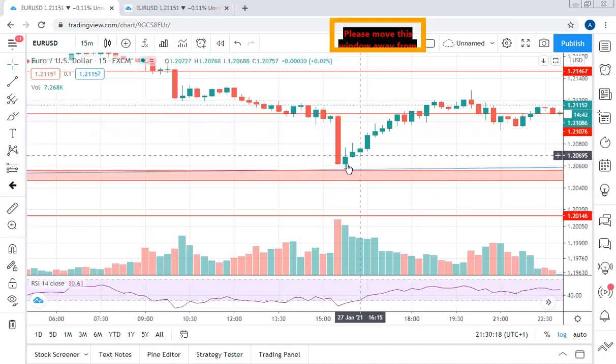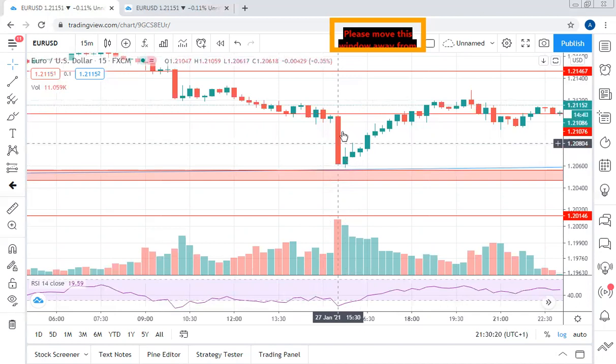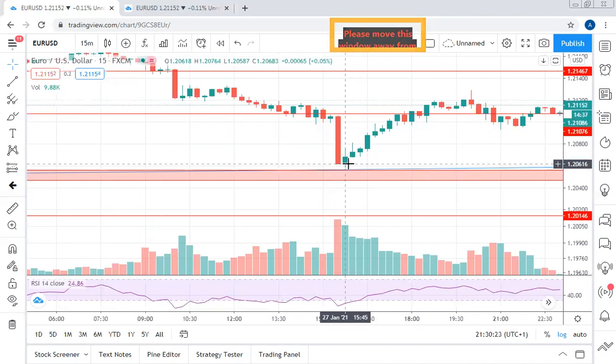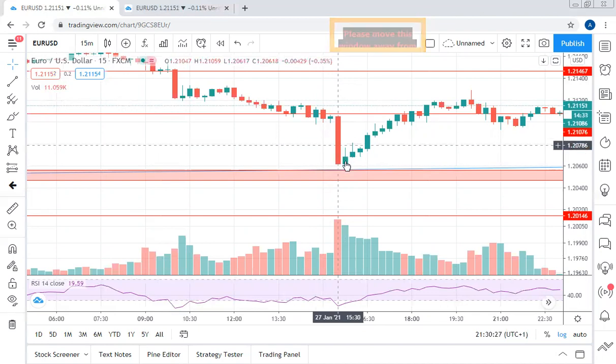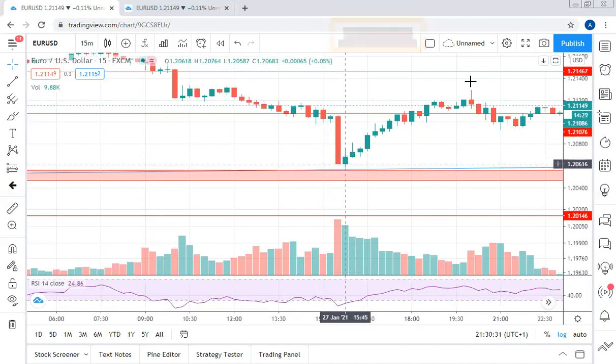Look at it. It closed within this one. I said a Harami is the opposite of an engulfing. A Harami candle closes within the previous candle. Look at this, it closed within the previous candle. And what happened? The market began to buy. This is a reversal pattern. This is a Harami.